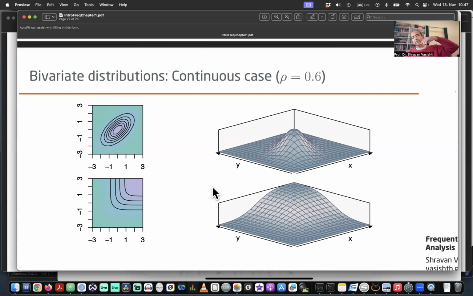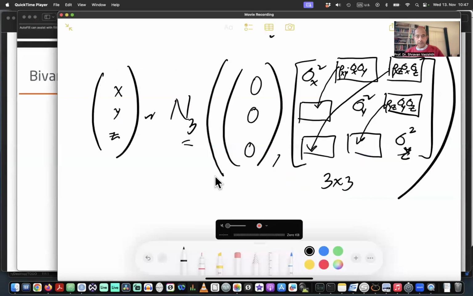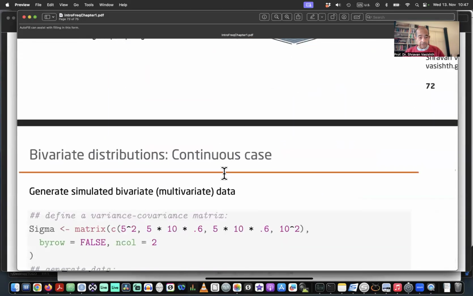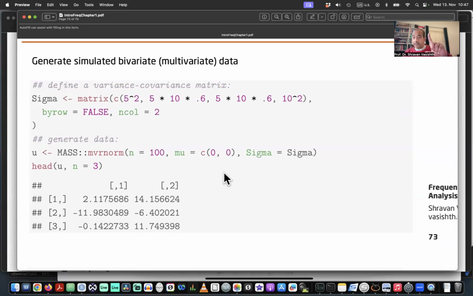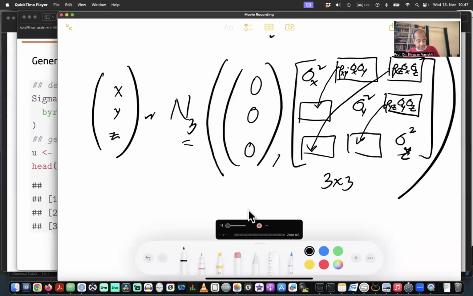And then the generalization of that is the multivariate case. Okay. All right. So where was I now? Right. So now the interesting thing for us is how to simulate data from a bivariate distribution. Okay, so what do we need? What are the ingredients that we need to simulate data from a bivariate distribution?